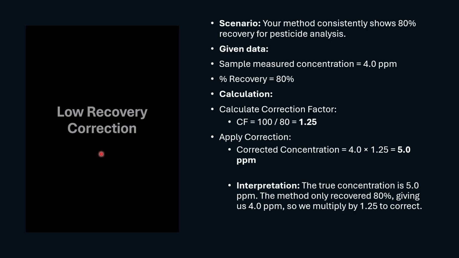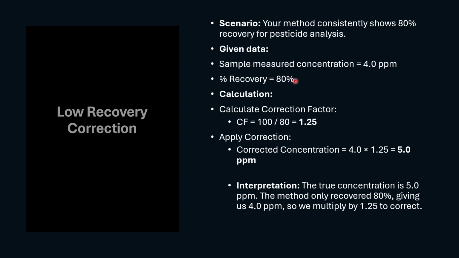So let's learn how to apply correction factor if there is low recovery. Now your method consistently shows 80% recovery for pesticide analysis. So the given data is sample measured concentration is 4 ppm, recovery was 80%. So 100 divided by 80 is equal to 1.25. So when you apply this correction factor to the obtained concentration, that equals 5 ppm.